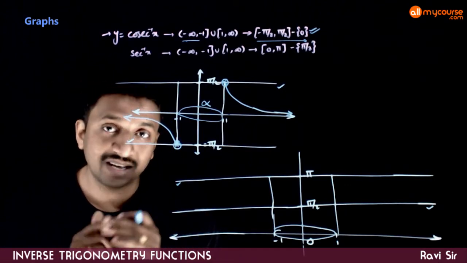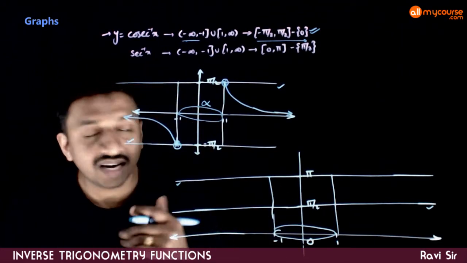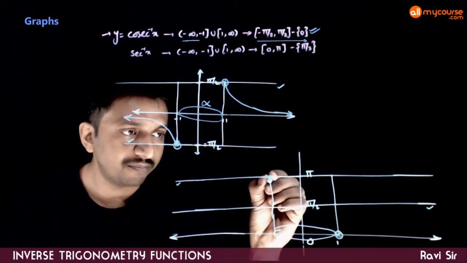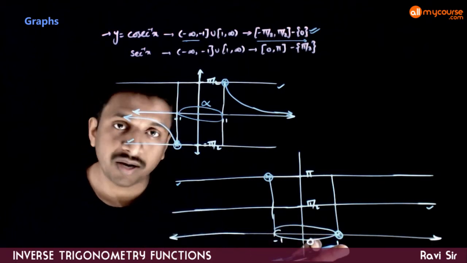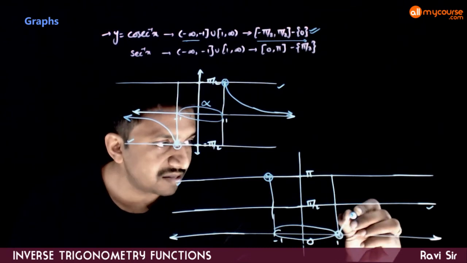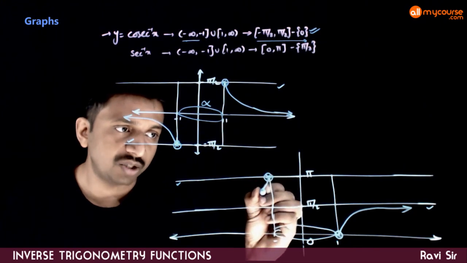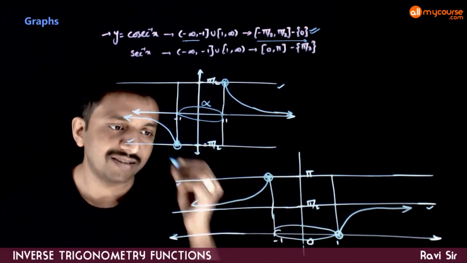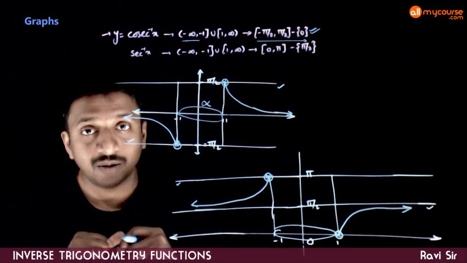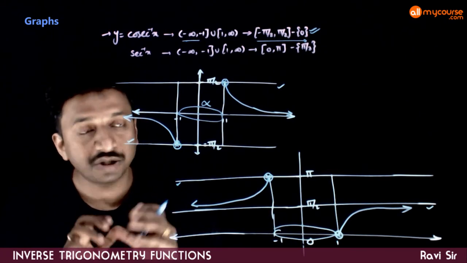How does the graph look like? Let us take a sample point. What is secant inverse of 1? Secant inverse of 1 is 0 and secant inverse of minus 1 is pi. So from these points, it has to meet y is equal to pi by 2 asymptotically. So the graph has to look like this. And also here the graph has to look like this. So if you remember how to draw these graphs, it will be very useful in solving certain problems. So all these 6 graphs should be very well remembered.